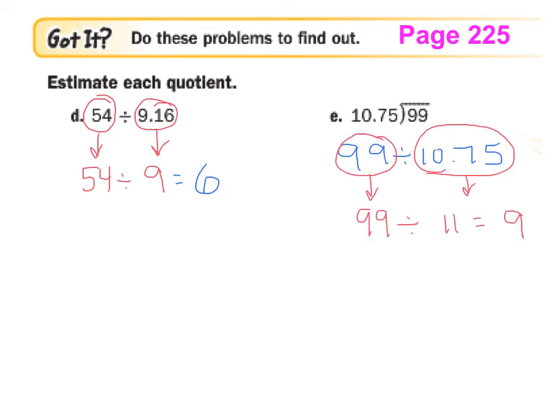We'll take a look. I kept 99, the dividend, the same because it was a nice rounded number, and I took 10 and 75 hundredths and changed it to 11 because I knew 99 divided by 11 is 9.